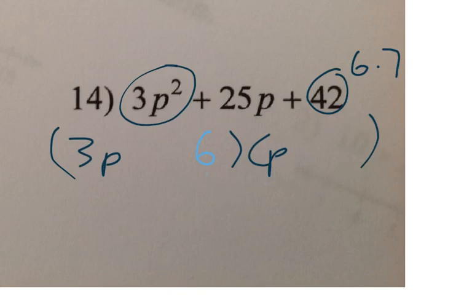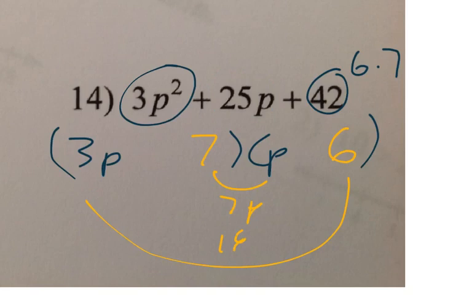And instead of 6 times 7, I'm going to do 7 times 6. Here I get 7p. Here I get 3 times 6, 18p. And 18 plus 7 is 25. So as long as I make them both plus, I'm going to get the right factored form. So pause the video one last time.